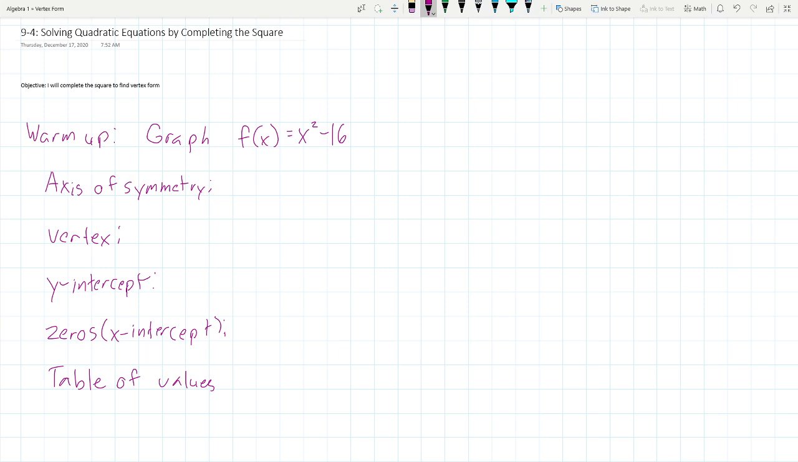This is 9-4, solving quadratic equations by completing the square. This is the warm-up. Your objective is that you'll be able to complete the square to find the vertex. So for the warm-up today, you need to be graphing f of x equals x squared minus 16.